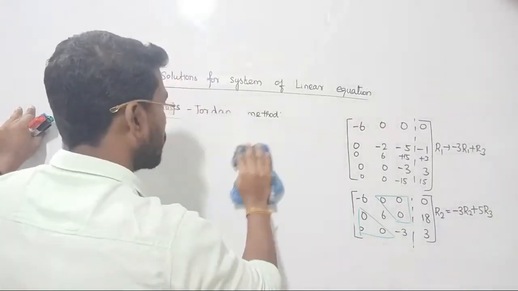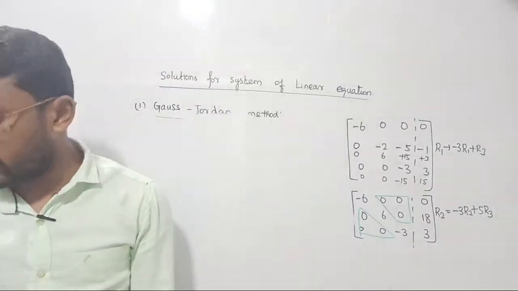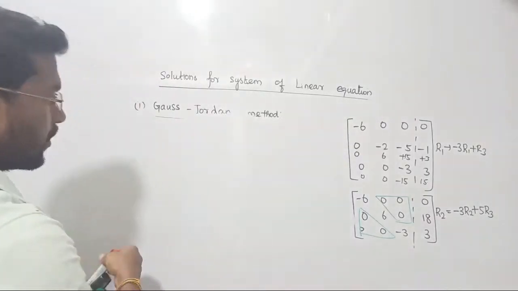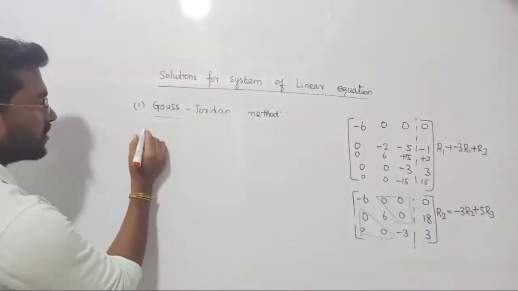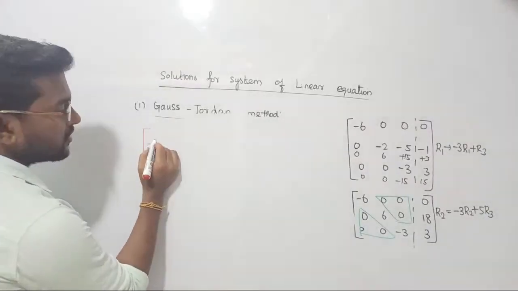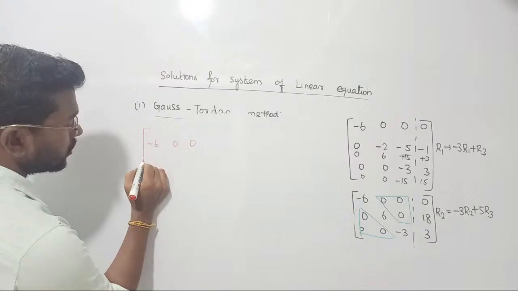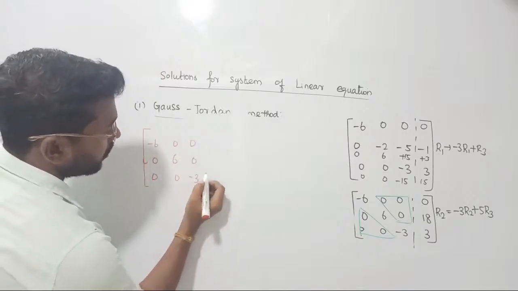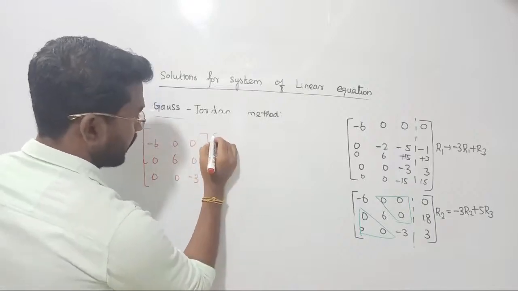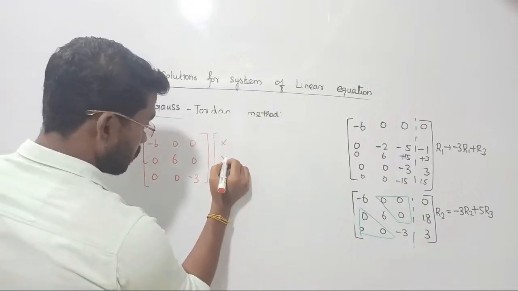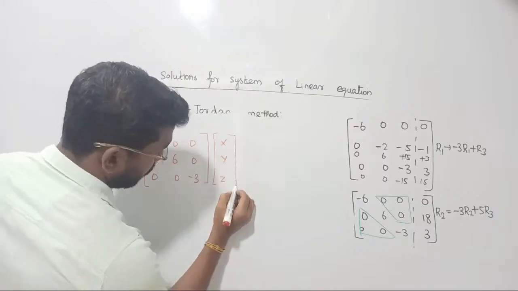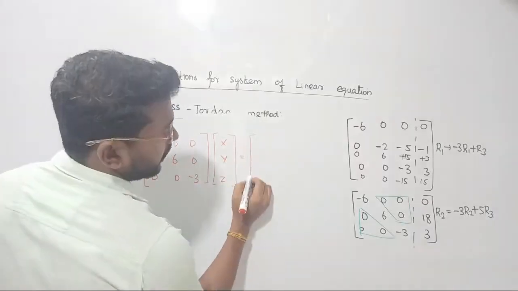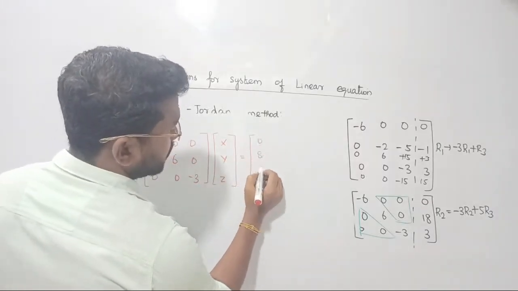So let me rub this one. Let's try and figure out the answers, right? Now matrix A, what we got? So matrix A can be written as -6 0 0 0 6 0 0 0 -3. With this here we have to consider x y z, of course, which is equal to, here we are going to consider 0 8 3.